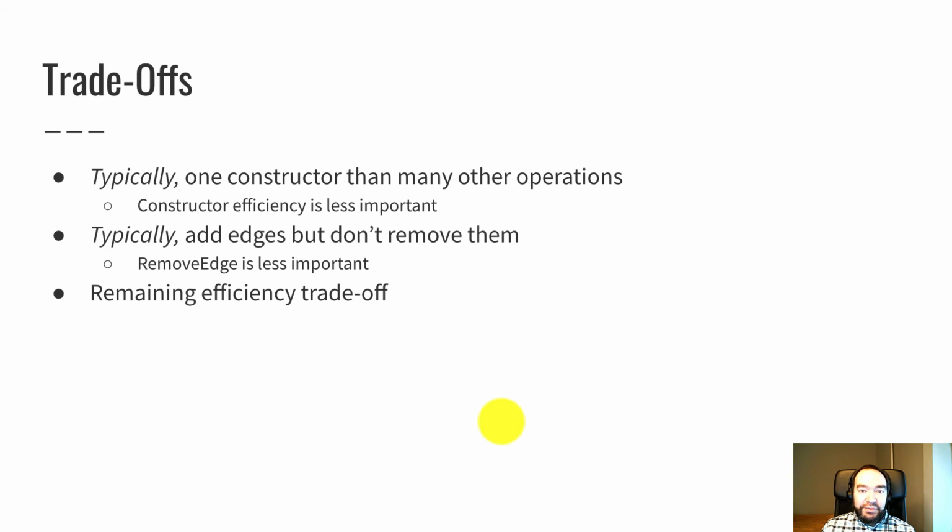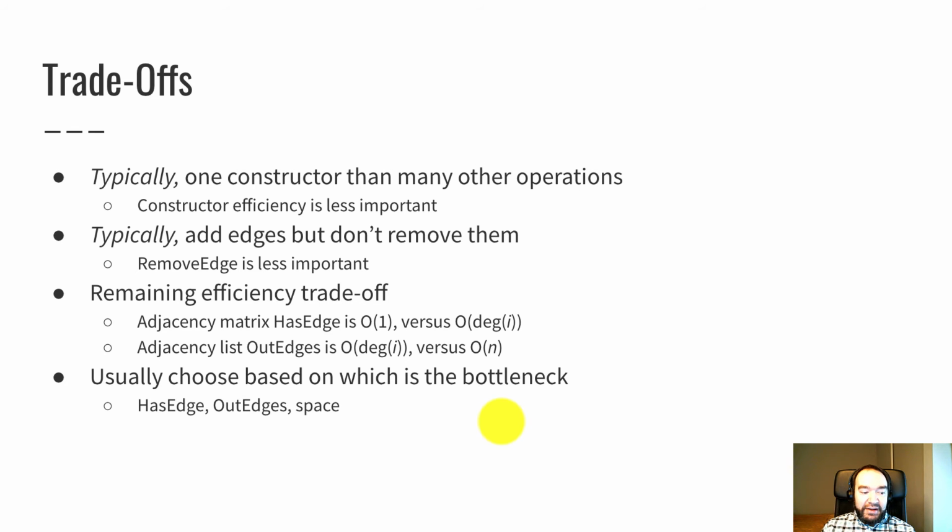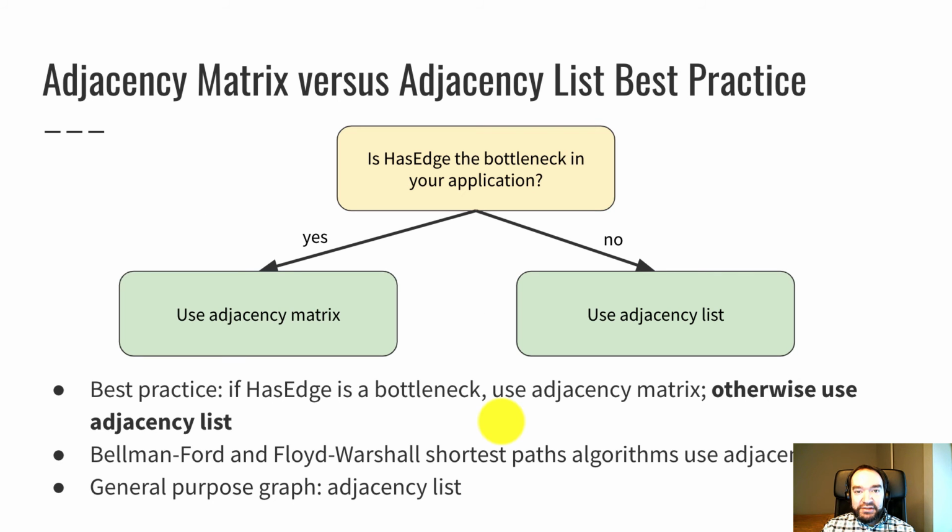So what remains after we kind of cross those off the list? Well, the adjacency matrix has the faster has edge operation. It's constant time in the matrix, but degree of i time in the adjacency list. However, the counterpoint is that the adjacency list has a faster out edges operation. It's big O of degree time on the adjacency list versus linear time on the matrix. So usually you'll choose which to use based on which of those two operations is the bottleneck in your application. Is it the has edge operation or the out edges operation?